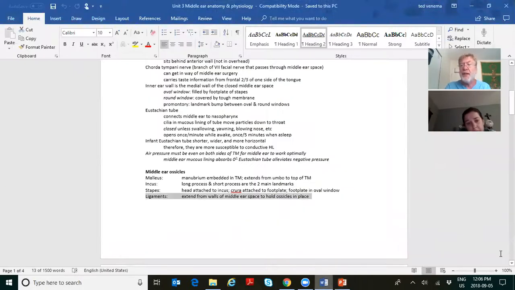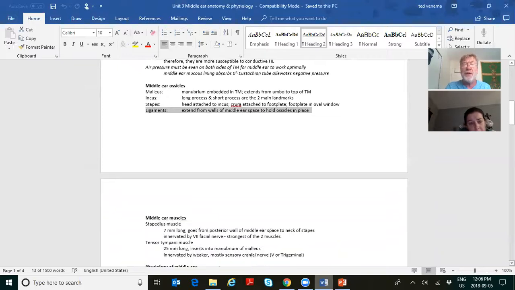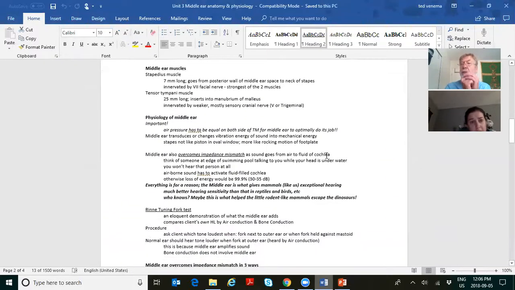Look at your notes again. We've covered page 1. Top of page 2, middle ear muscles, stapedius muscle. It's only 7 millimeters long.